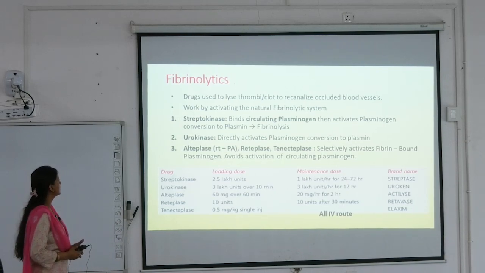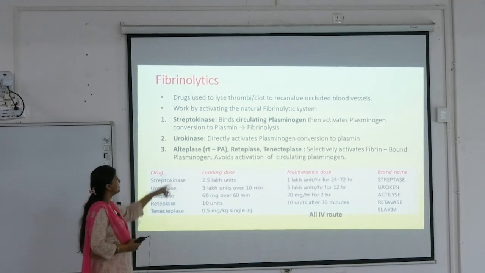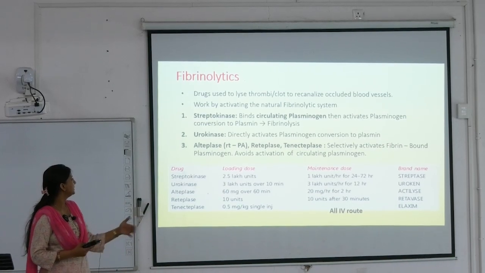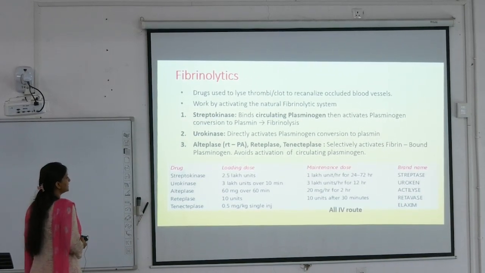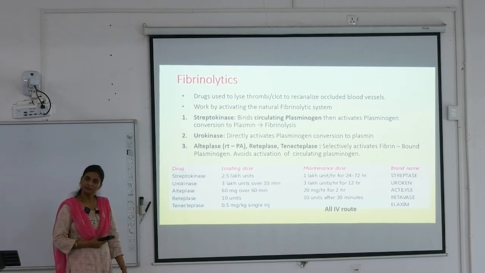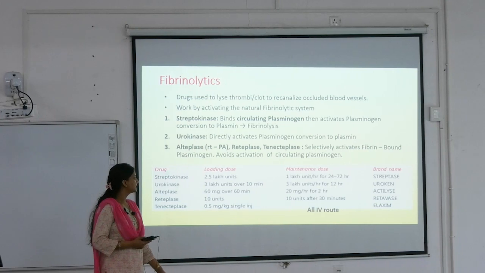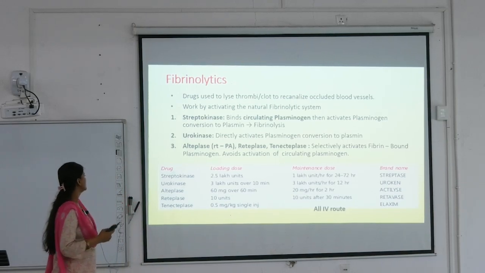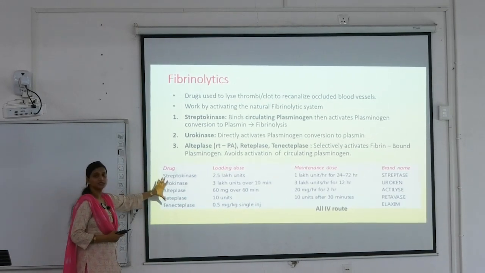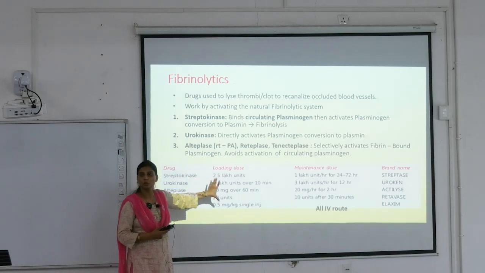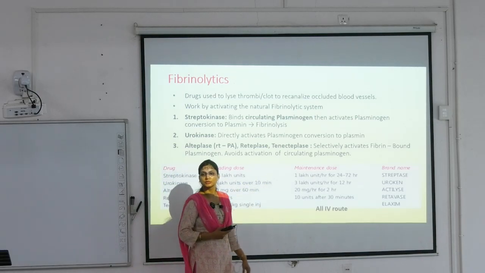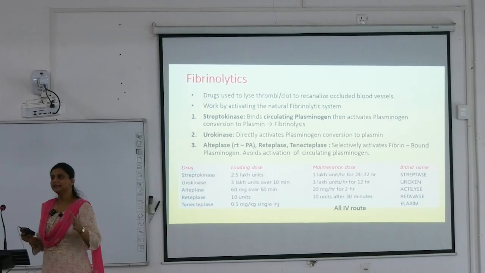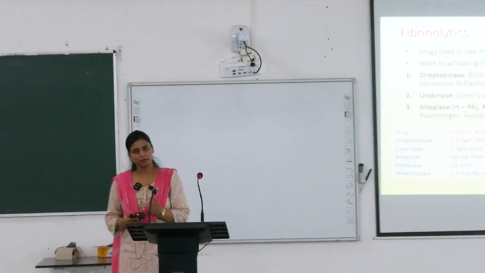Now fibrinolytics, what are they? Streptokinase binds the circulating plasminogen and activates it, converting it to plasmin, and then there is fibrinolysis. But urokinase directly activates the plasminogen. Alteplase, reteplase, tenecteplase also selectively activate the fibrin bound plasminogen. When you are giving these drugs, you have to remember that you are giving a loading dose and then a maintenance dose. You give a loading dose for a quicker onset of action and then a maintenance dose to retain the action.